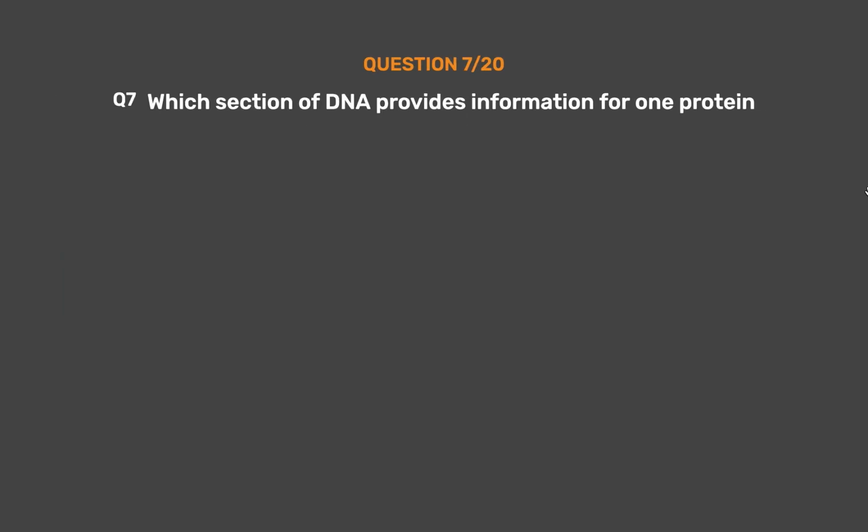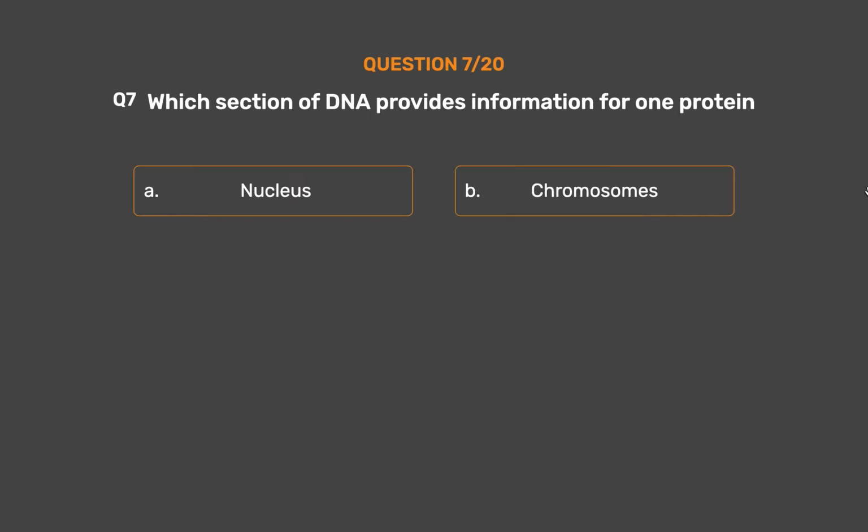Question number 7. Which section of DNA provides information for one protein? Option A. Nucleus. Option B. Chromosomes. Option C. Trait. Option D. Gene.